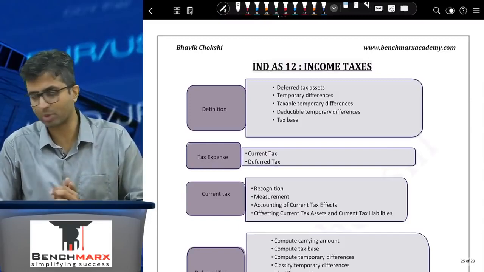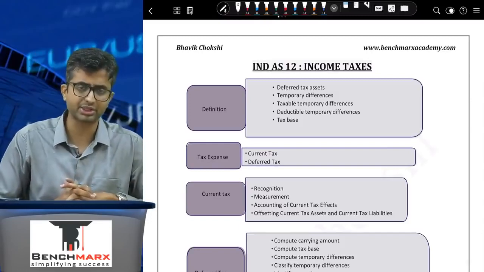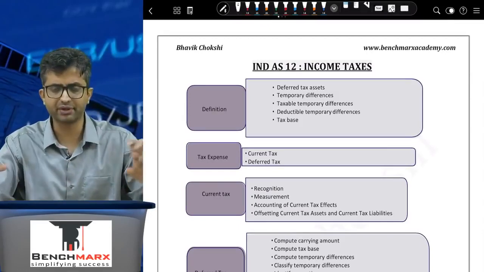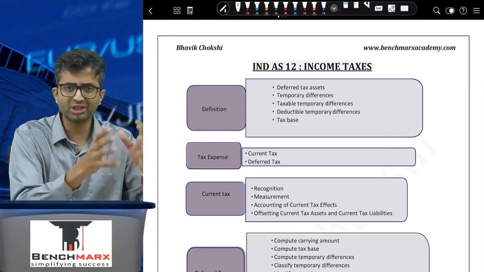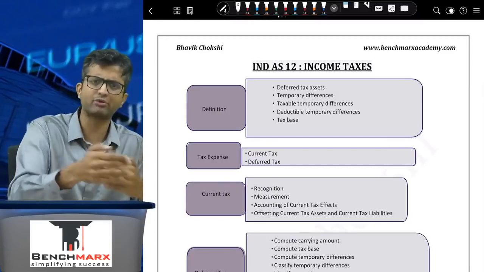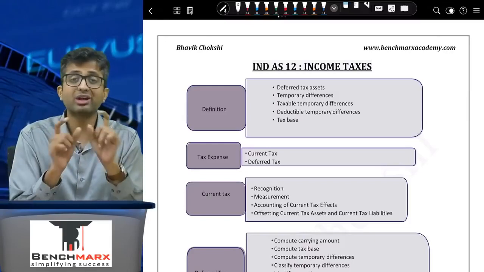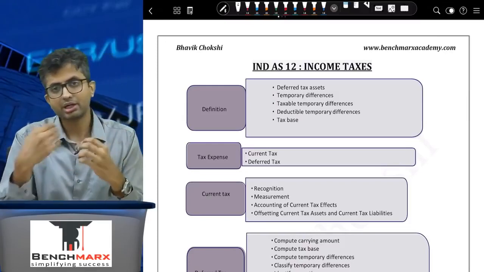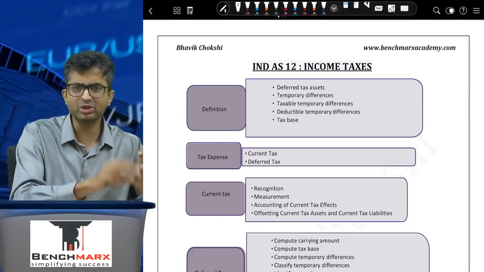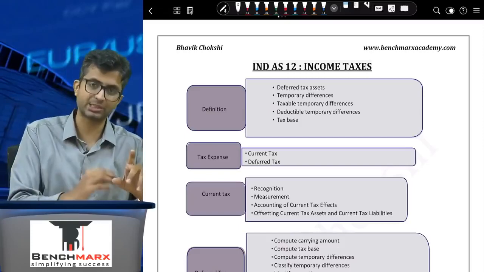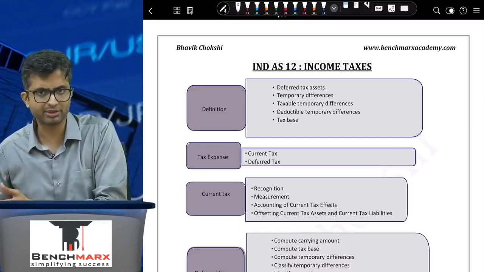Then you go to Ind AS 12, which is on income taxes, covers current tax as well as deferred tax. Current tax is due to the application of current income tax laws that you have to pay. Deferred tax is due to temporary differences. Temporary differences between carrying value, that is the value as per Ind AS, and the tax base, which is the value as per the tax balance sheet.